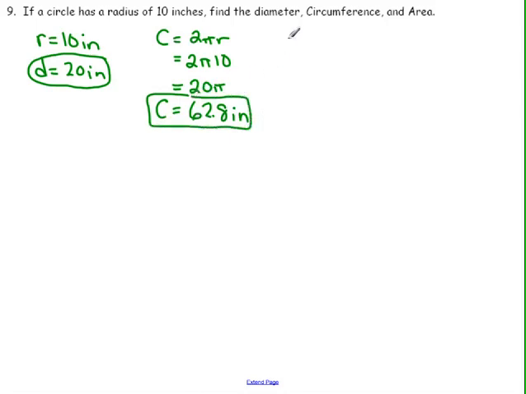Finally, for your area, area equals pi r squared. That's pi times, this would be 10 squared. 10 squared is 100, so that'd be 100 pi. If we put that in our calculator, that'd be 314.2 square inches.